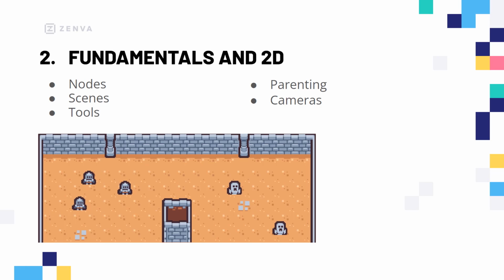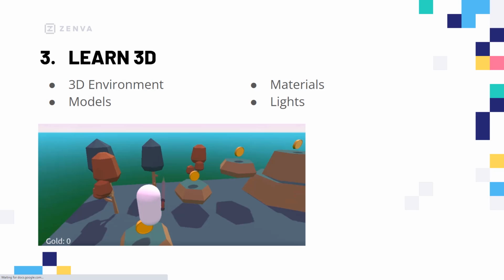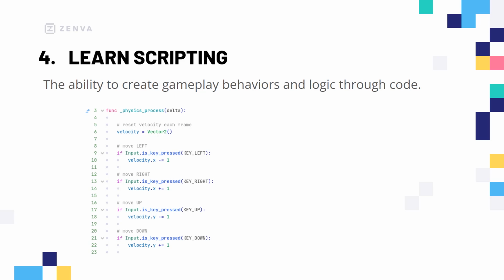Then we are going to learn the fundamentals as well as 2D. So we're going to be learning about nodes, scenes, tools, the idea of parenting, and how to use cameras. Then, once we understand the fundamentals and we know how to work with them inside of 2D, we're going to jump over to a 3D environment and look at how we can basically create our games inside of a 3D world. So we're going to be looking at 3D models, we're going to be looking at applying materials to those models, as well as lighting, okay? All the fundamentals you need for creating 3D games. And then we are going to jump into scripting.